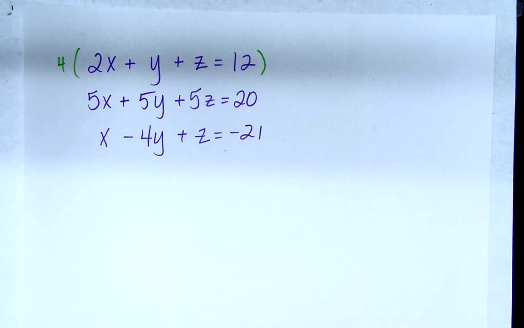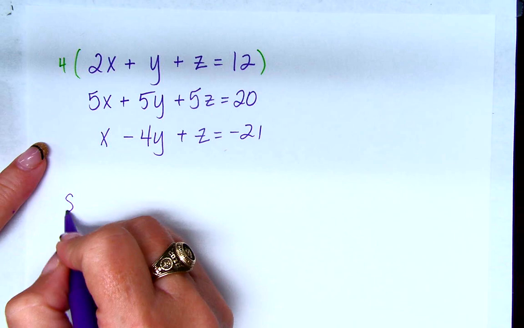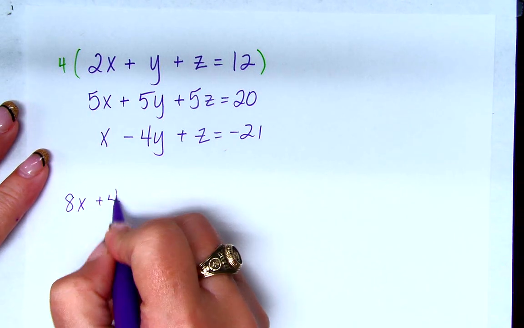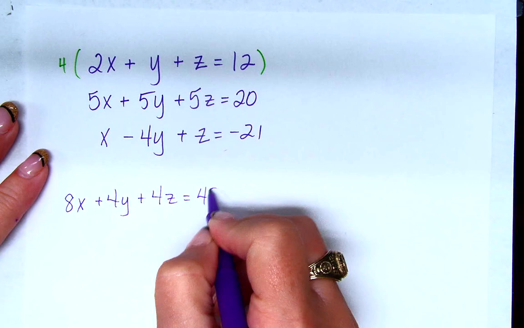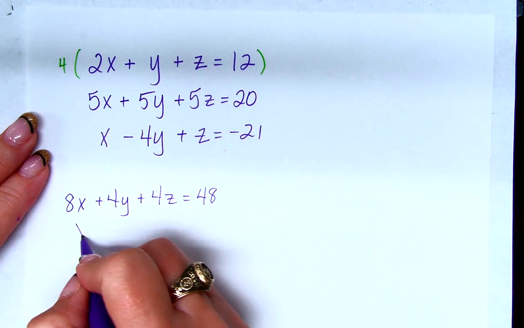If we multiply the top equation by 4, what do we get? 8x plus 4y plus 4z equals 48. Okay. And then I'm going to rewrite the bottom one.